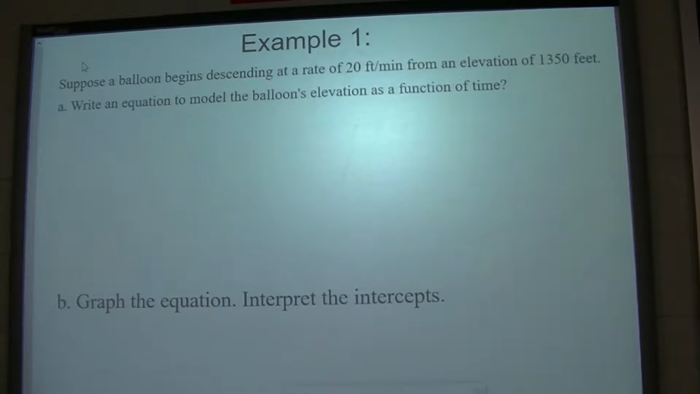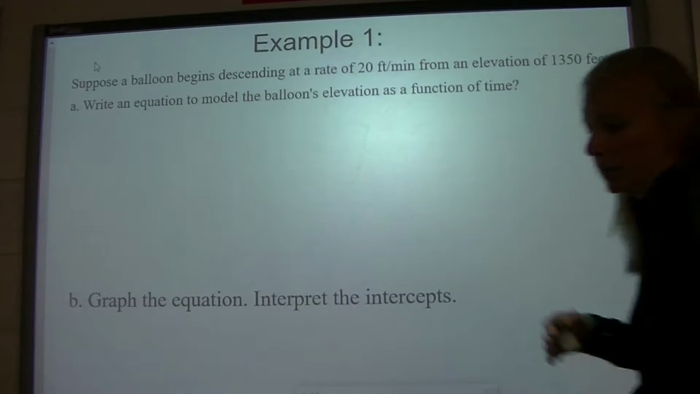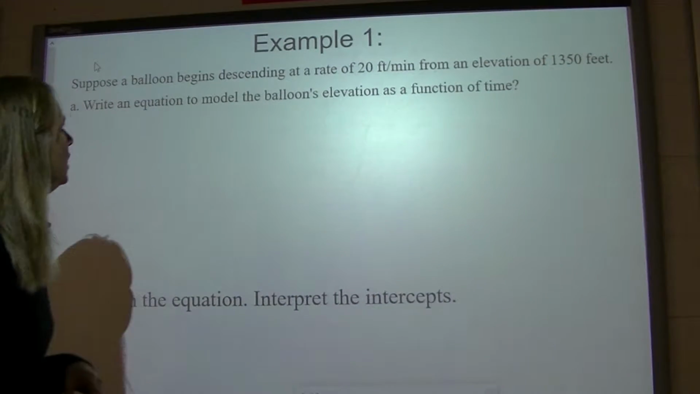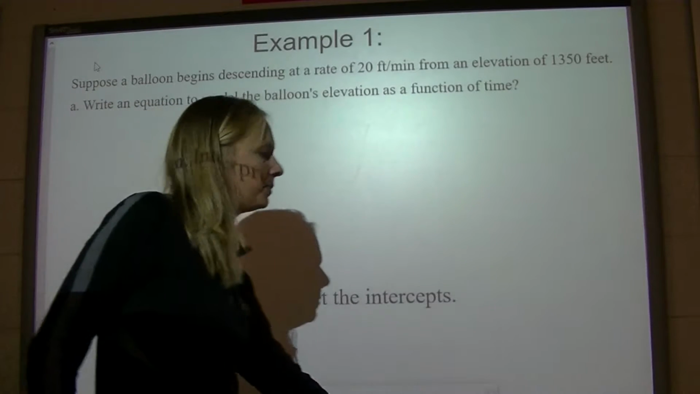I know you can't see that very well because of this tiny font, but you already have this problem that you should have written down from your notes. So suppose a balloon begins descending at a rate of 20 feet per minute from an elevation of 1,350 feet. Write an equation to model the balloon's elevation as a function of time.